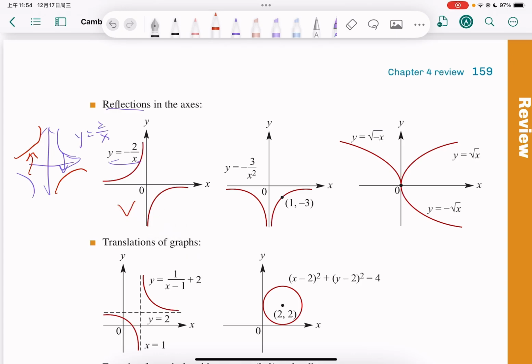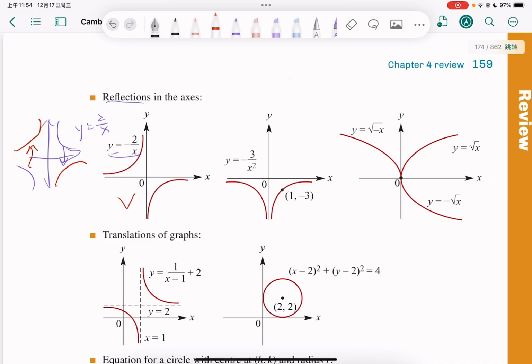Okay, and for the truncus, we usually have this. So this can be y equal to 3 on x squared. If we take the negative, so we reflect along the x-axis, then everything is flipped downwards. So that's what it becomes.